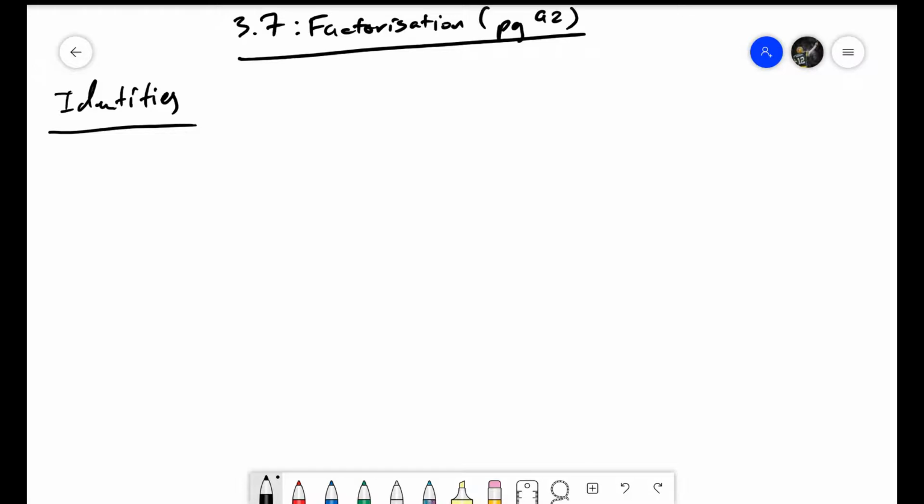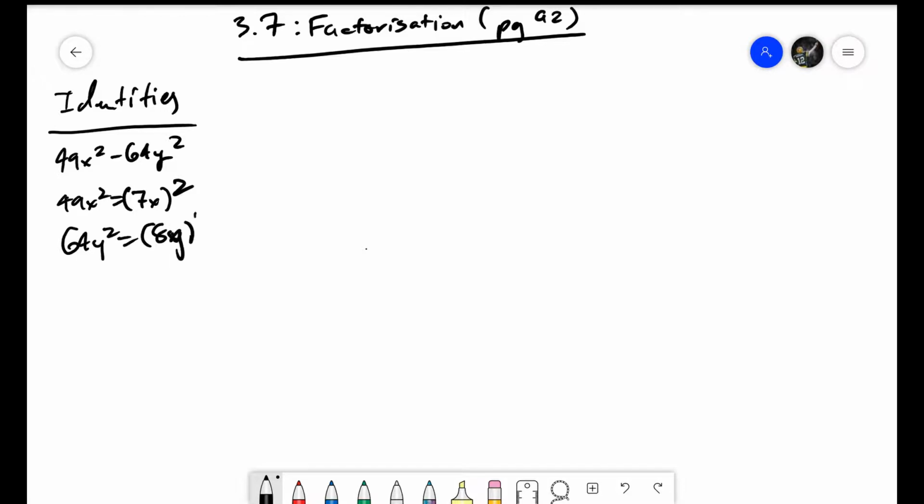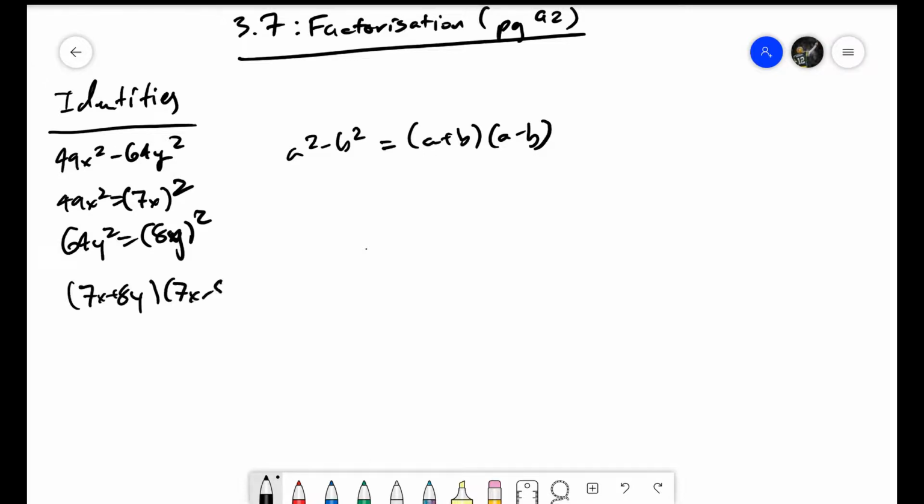The final problem we'll be looking at using identities is to factor 49x squared minus 64y squared. So to do this, you notice that 49x squared equals (7x) squared, and 64y squared equals (8y) squared. Therefore, this is an example of the a squared minus b squared identity, which is equal to (a plus b) times (a minus b). Therefore, 49x squared minus 64y squared is equal to (7x plus 8y) times (7x minus 8y).